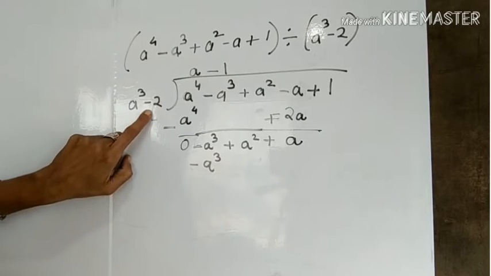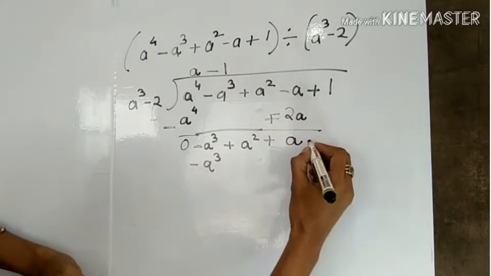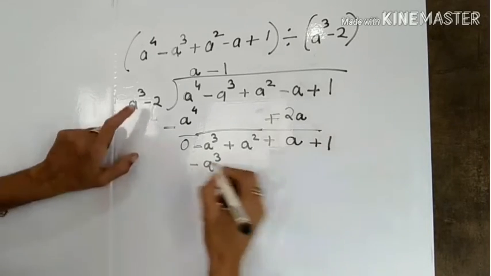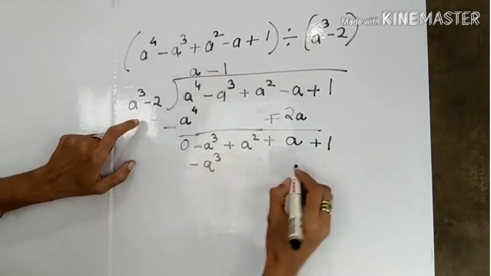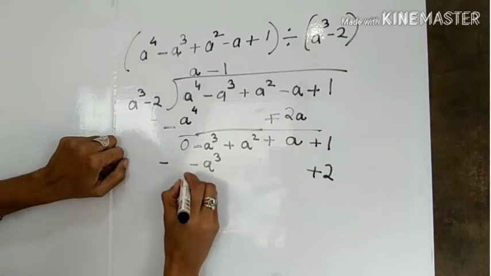The next term is minus 2. That's the constant. Here we have the constant. I get it below. So the answer is going to be minus into minus is plus, plus 2. Change the signs.